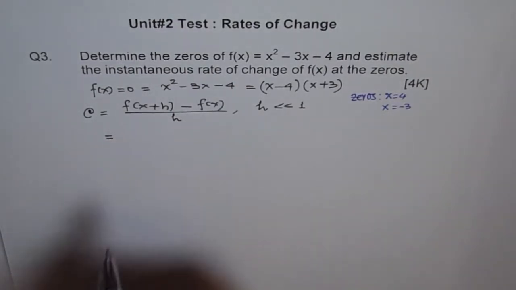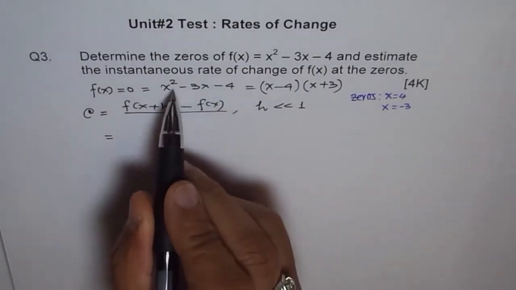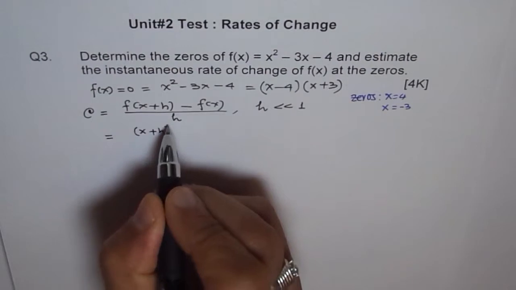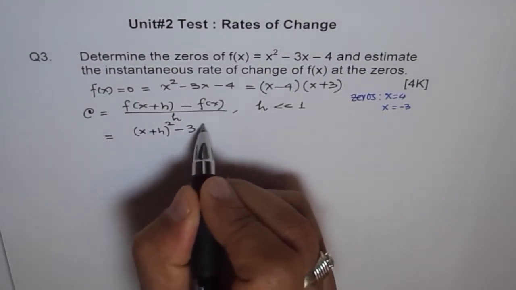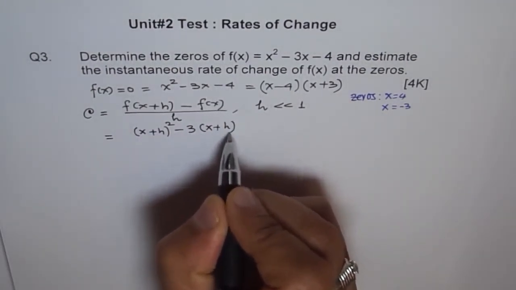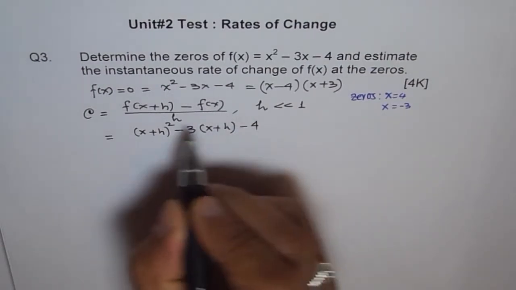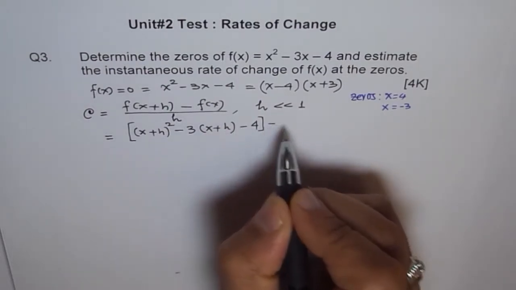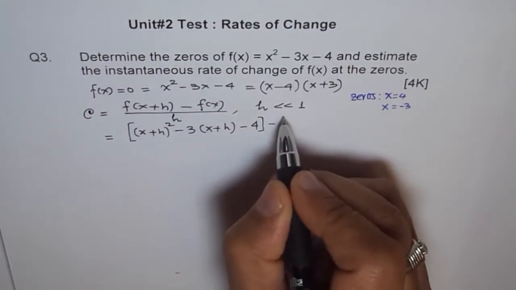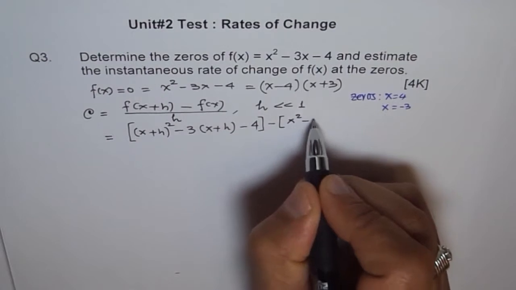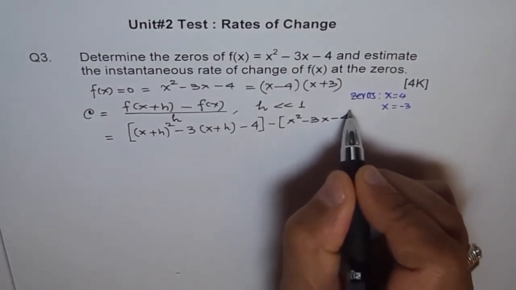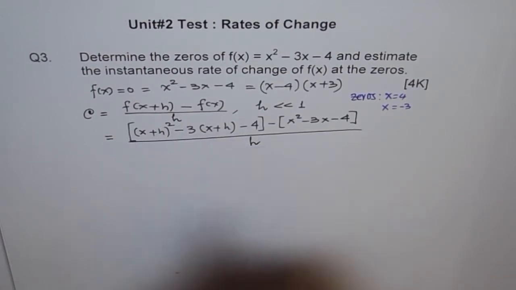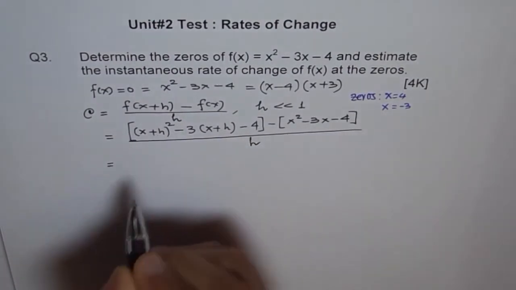Okay, here it is. So we'll do f of x plus h for this function. So x squared will become x plus h whole squared minus 3 times x plus h minus 4. So that is f of x plus h. Let me write it in square brackets, right? Minus f of x, the whole thing, x squared minus 3x minus 4, correct? And everything divided by h. Perfect.